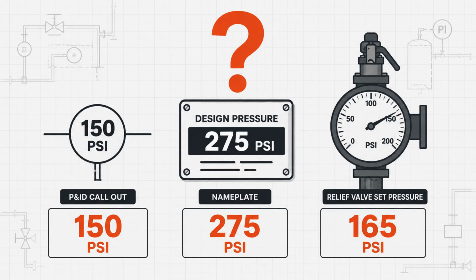Your P&ID says 150 psi. Your nameplate says 275 psi. Your relief valve is set at 165. 3 numbers, 1 vessel. Which one is actually the pressure?